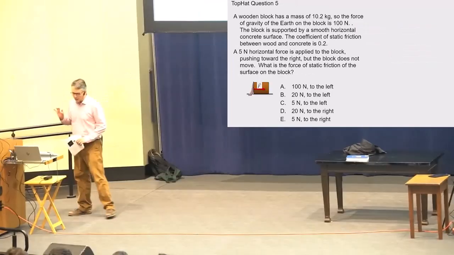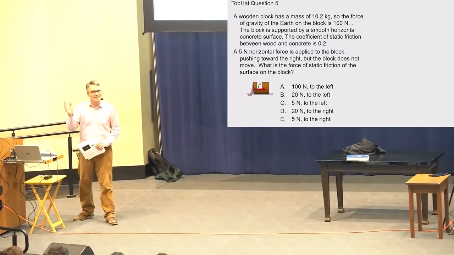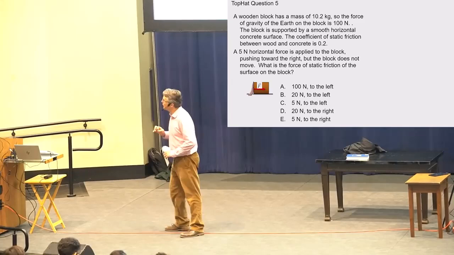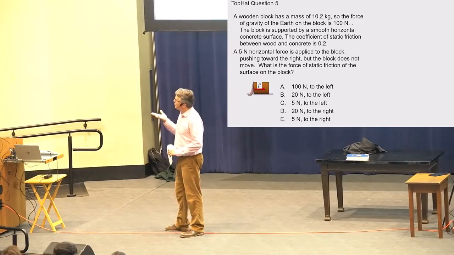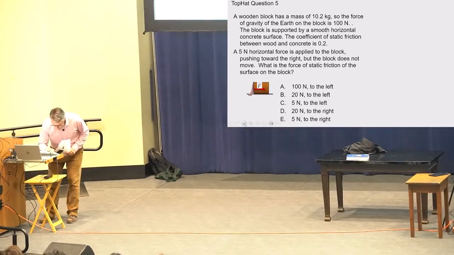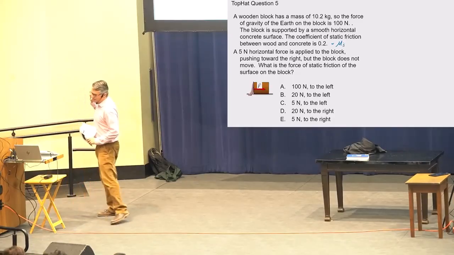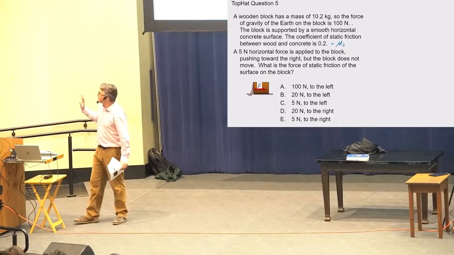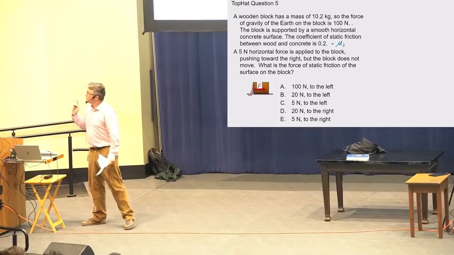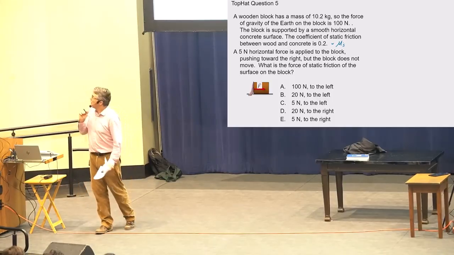It self-adjusts. Again, you've got a wooden block. It's the same thing: a 100 newton weight, so its mass is 10.2 kilograms, conveniently. It's on a smooth, horizontal concrete surface, and now the coefficient of static friction is 0.2, which is about twice as big as the coefficient of kinetic friction. A 5 newton horizontal force is applied to the block, pushing it towards the right, but the block does not move. What is the force of static friction of the surface on the block?